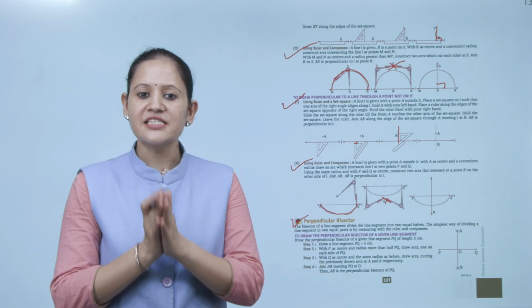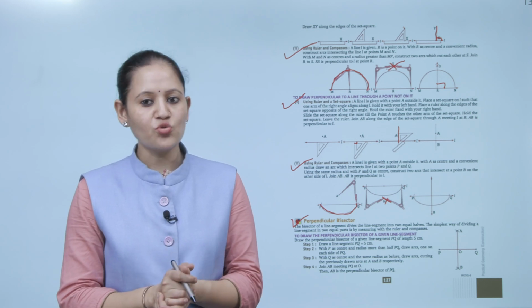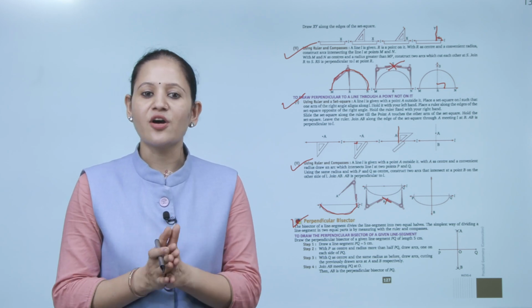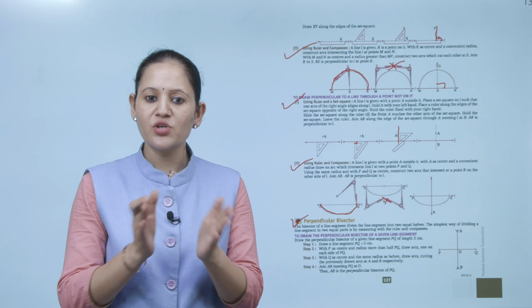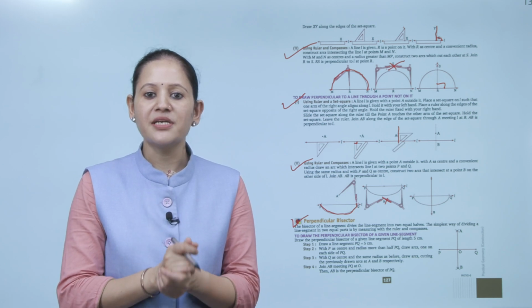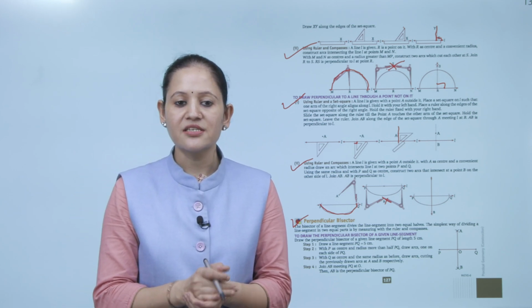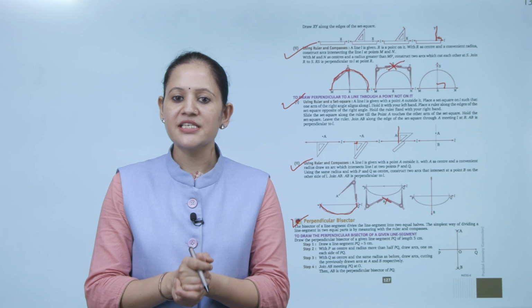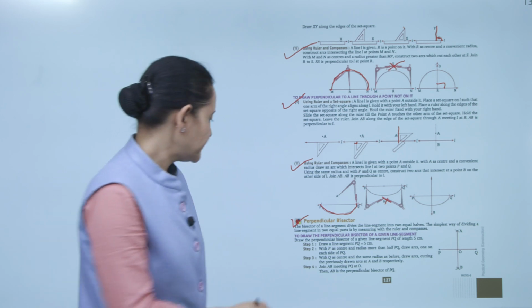The bisector of the line segment: divide the line segment into two equal halves. The simplest way of dividing a line segment into two equal parts is by measuring with the ruler and the compass. First, to draw a perpendicular bisector of the given line segment.